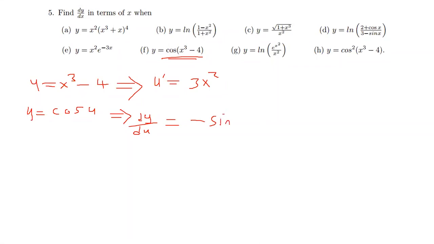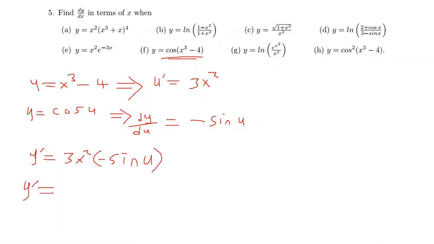When you differentiate cos u, you get negative sine u. So using the chain rule, you can combine the two. To find y prime, using the chain rule, you just multiply them. So you're going to have 3x squared multiplied by negative sine u. Yeah, so we just simplify this.